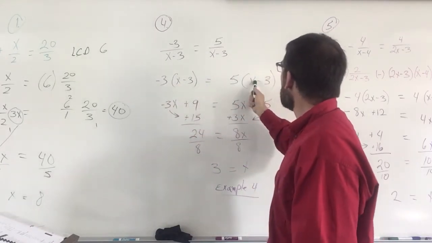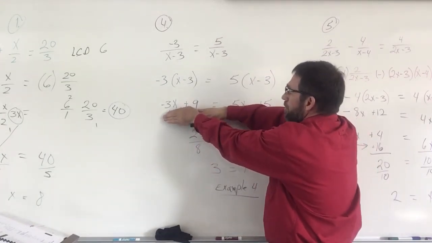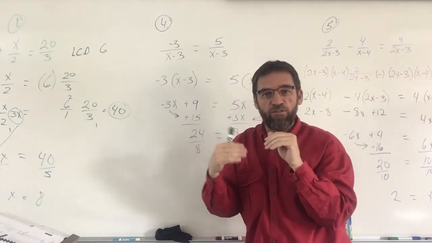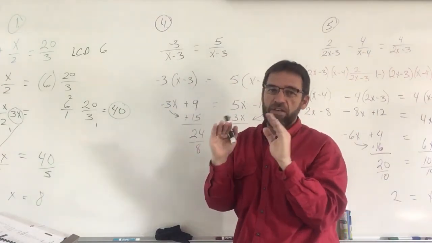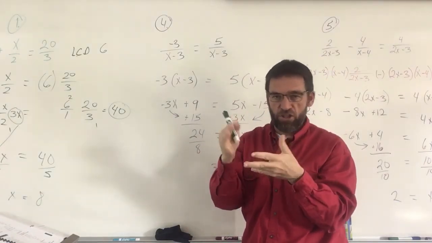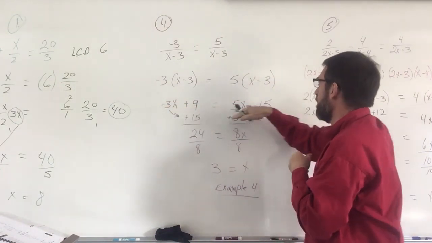Over here on this side is 5x, and 3 5s is 15. So if you stop right here, I just took that problem and multiplied it by the denominator so that it would be a whole number instead of a fraction. So I got 3x plus 9 equals 5x minus 15.